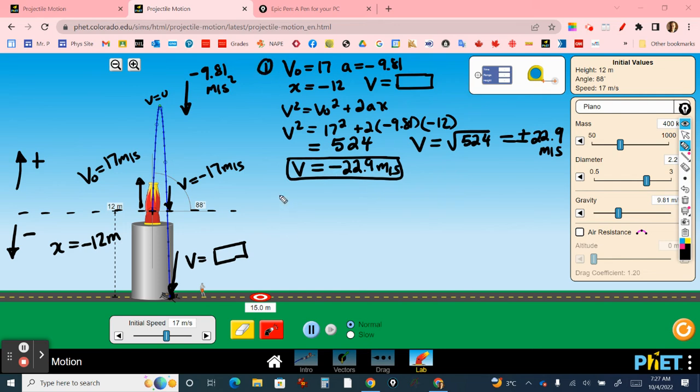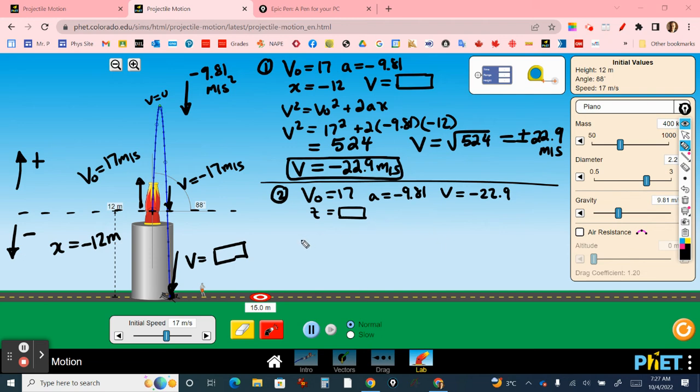Now that we have that done, we can find out what is the time in the air. And so we have our V0 of 17, our A is negative 9.81, our V final is minus 22.9. And we're looking for the time. So we can get the V is equal to V0 plus AT. And the T is going to be, if we rearrange, V minus V0 all over A. So that's going to be minus 22.9, which is the V, minus 17, so they're both negatives, all over negative 9.81.